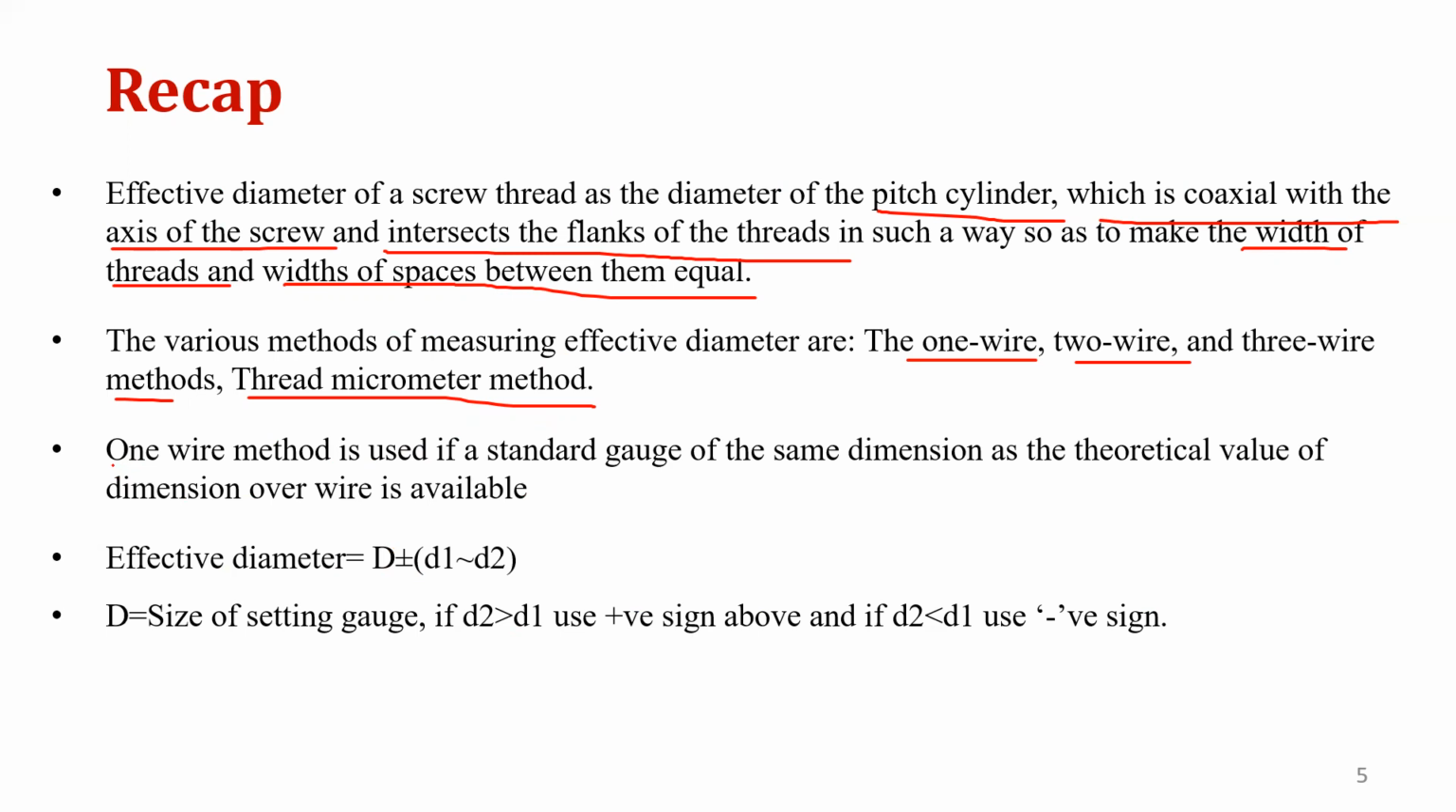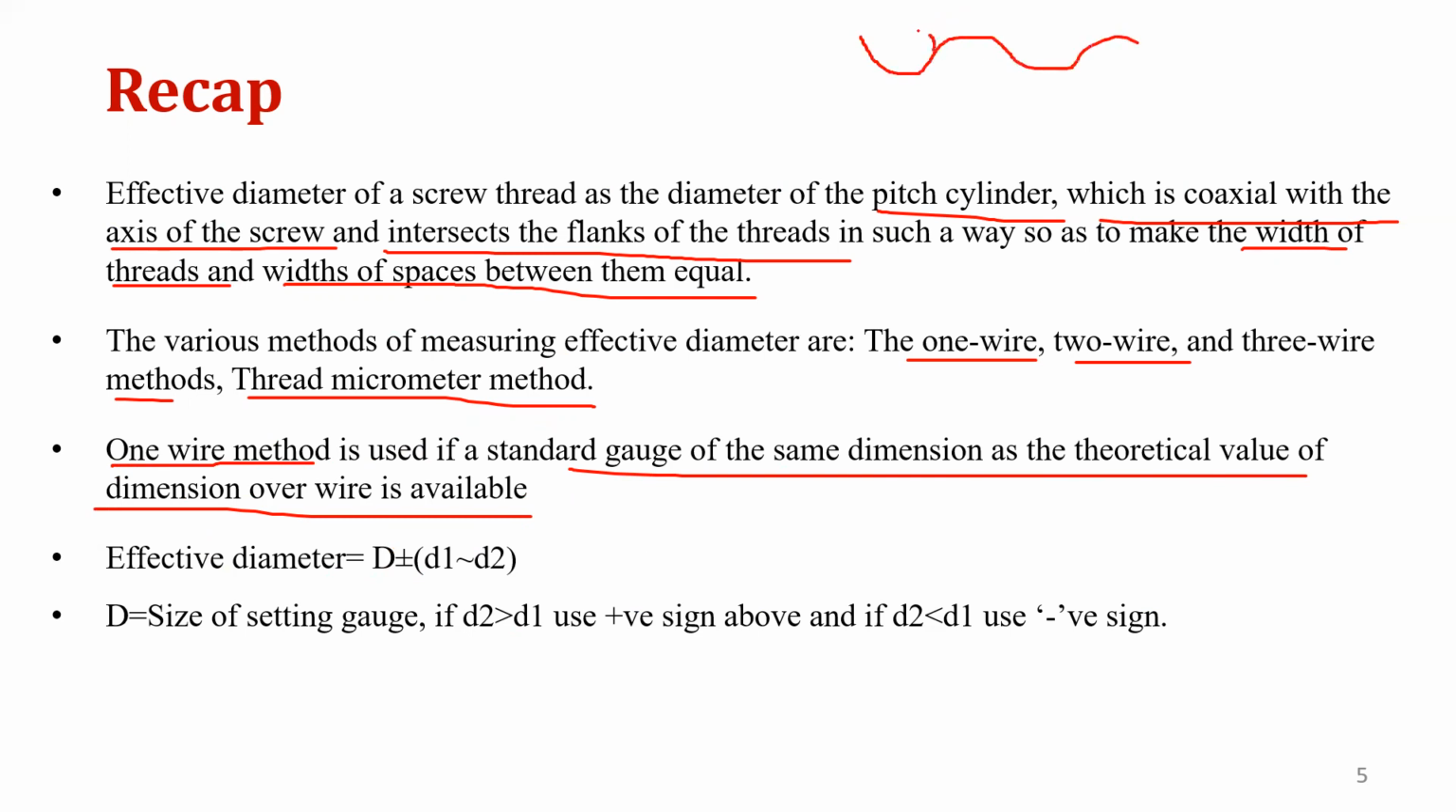Theoretically, we can use the one wire method. It is used if a standard gauge of the same dimension as the theoretical value of the dimension over the wire is available. So in this case only, we use the one wire. This is the screw thread, and we use only one wire. We can use different diameter wires. We place it in the grooves of the screw thread, and then we measure the effective diameter of the screw thread.